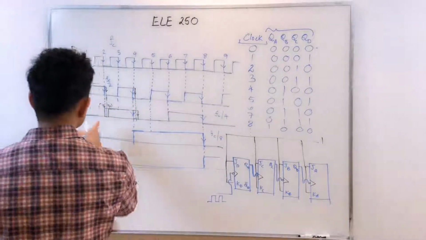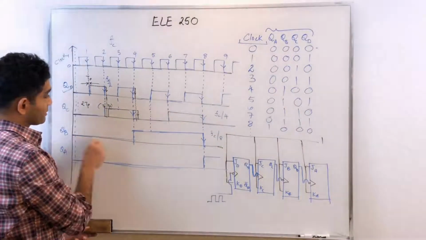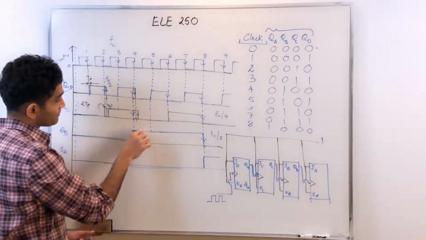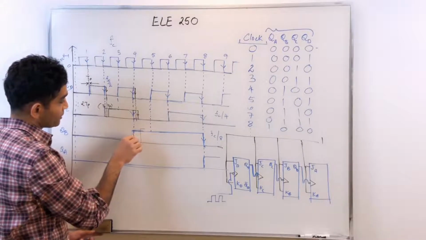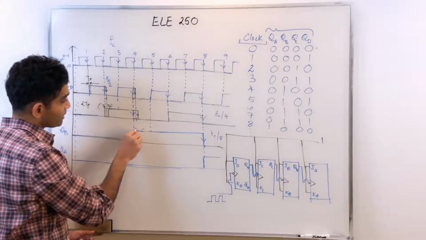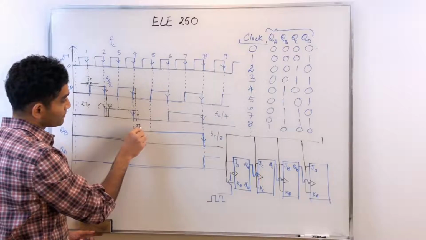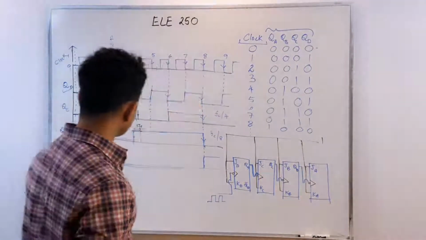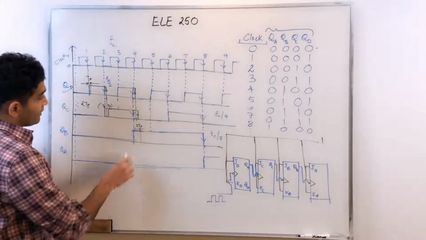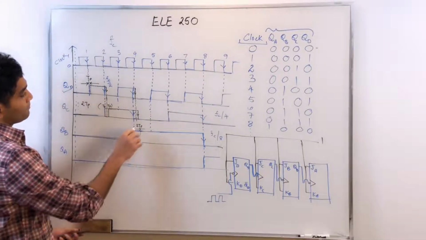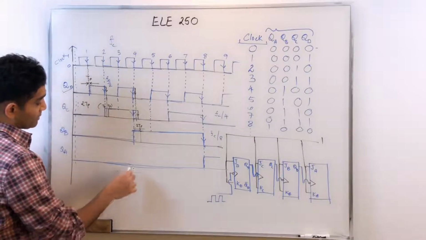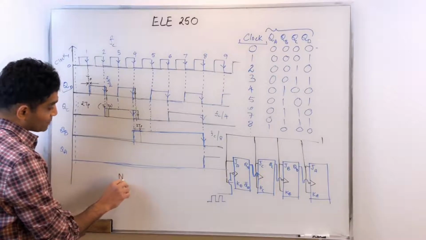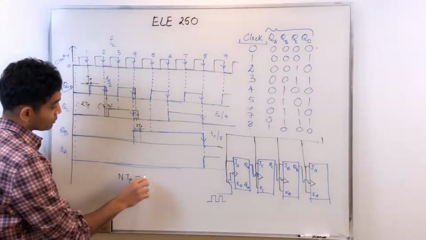And this delay is going to get propagated. Same thing here: for QB, it is going to switch after a delay of 3 times TP instead of switching here. This delay is going to increase as the number of stages increases, eventually reaching a stage where, if I have n flip-flops, n times TP becomes equal to the clock period itself.